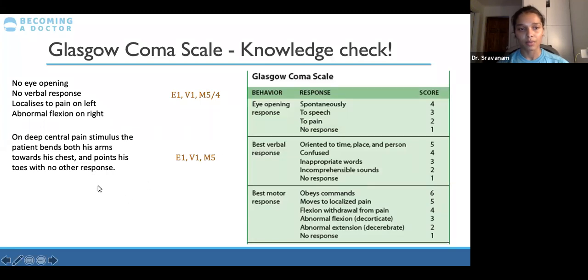Great. So this patient bends both his arms towards his chest on deep central pain stimulus. If a person isn't responding to voice, then as you know from your AVPU scale, if someone isn't alert, you ask them to respond to your voice. If they haven't responded to your voice, then you get them to respond to a pain stimulus. Pain can be delivered by a trapezius squeeze, which is probably one of the least painful options we have. The other one is a stimulus on the orbital bone. You can also press on their nail bed. That's a bit horrible. The last one is a sternal rub.